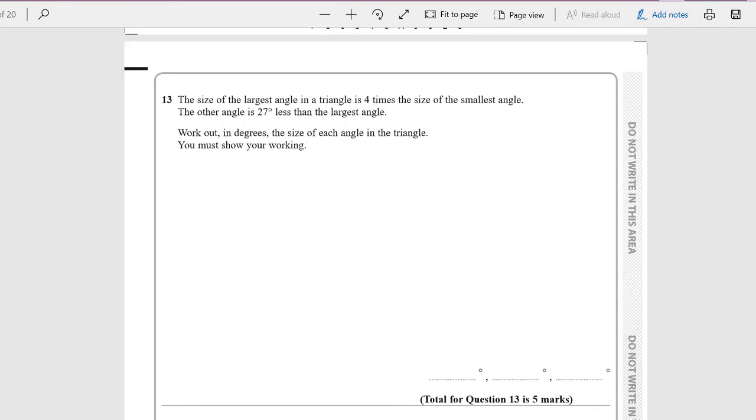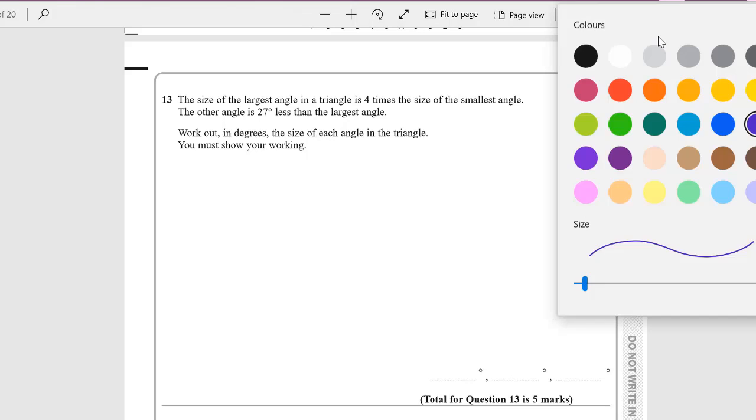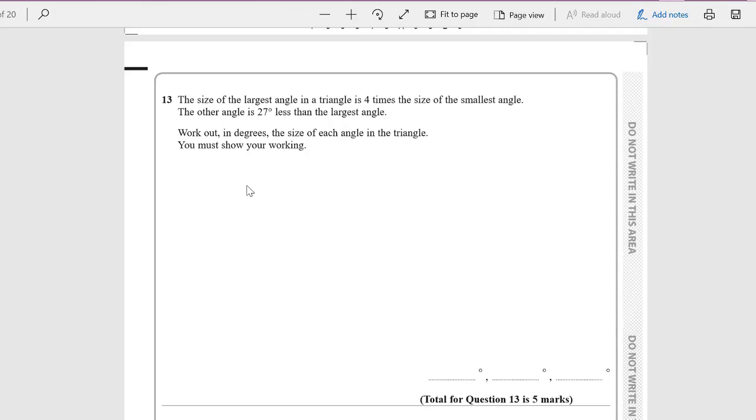So question 13. It says the size of the largest angle in a triangle is 4 times the size of the smallest angle. The other angle is 27 degrees less than the largest. Work out in degrees the size of each angle in the triangle. You must show your working out. Oof, that's a bit of a mouthful.